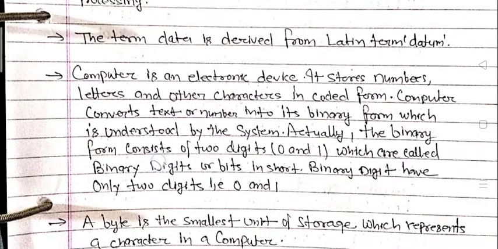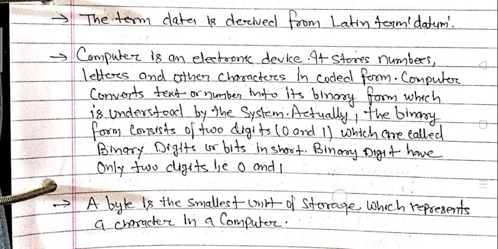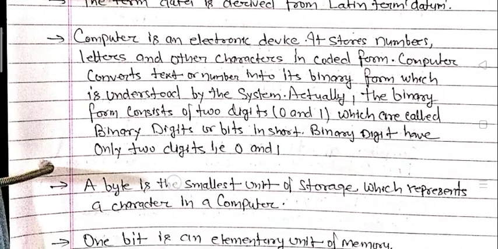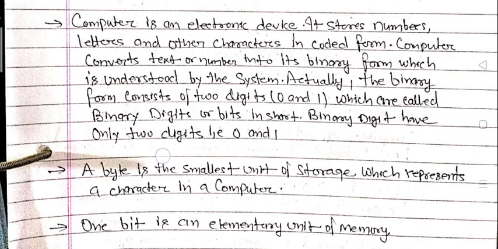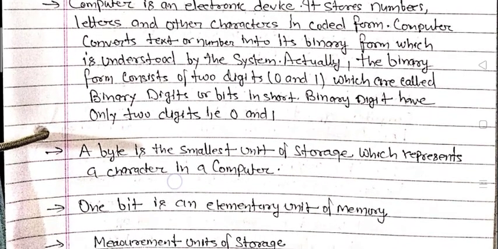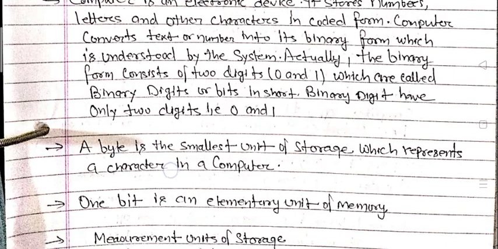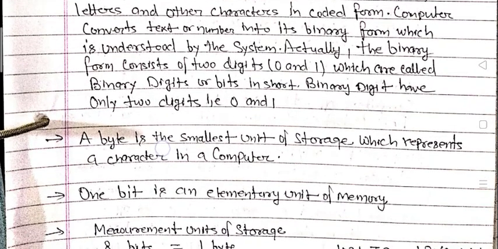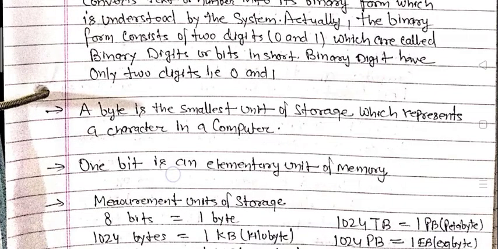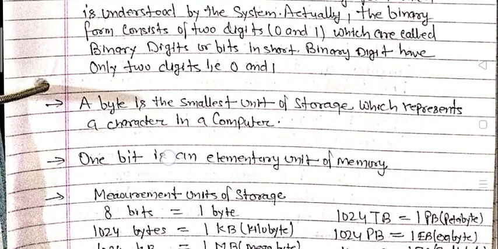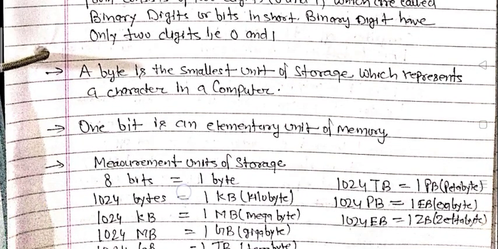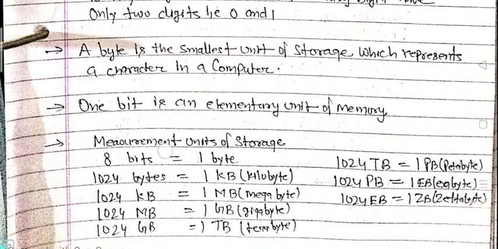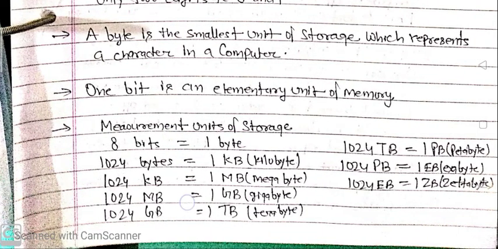A computer is an electronic device. It stores numbers, letters, and other characters in coded form. A computer converts text or numbers into binary form, which is understood by the system. The binary form consists of two digits, 0 and 1, which are called binary digit, or bit in short. A byte is the smallest unit of storage, which represents a character in a computer. 1 bit is an elementary unit of memory.